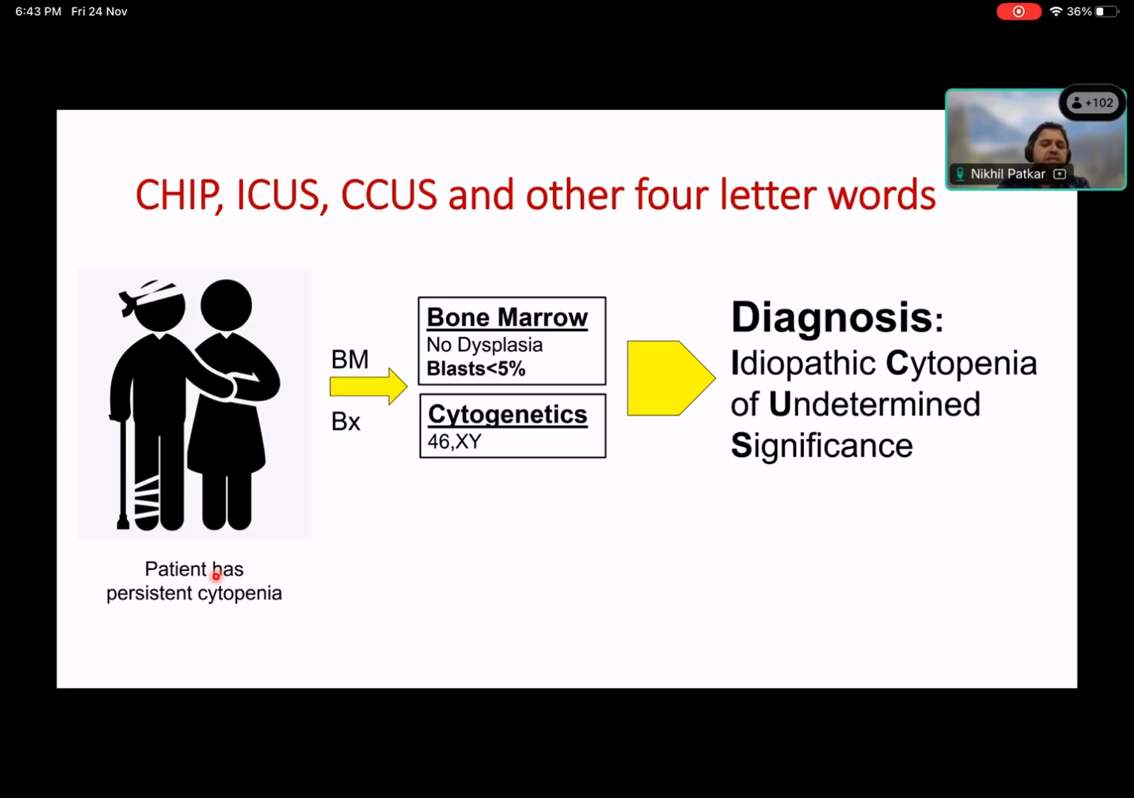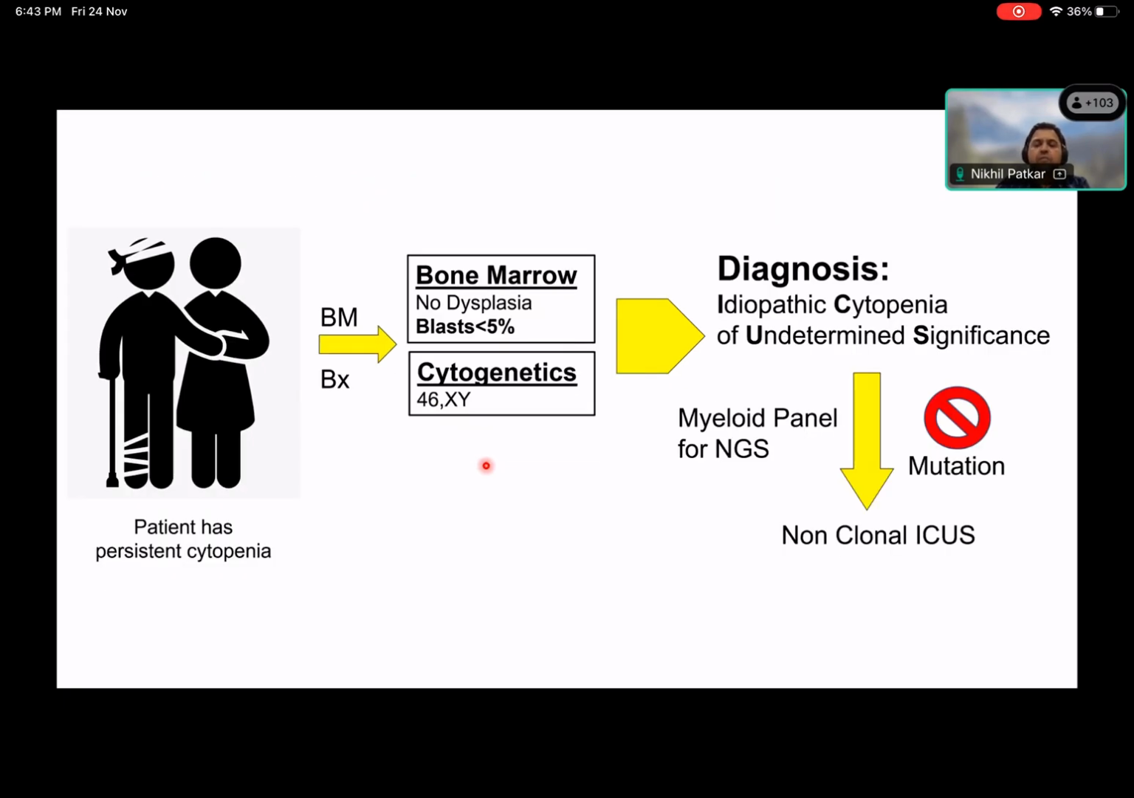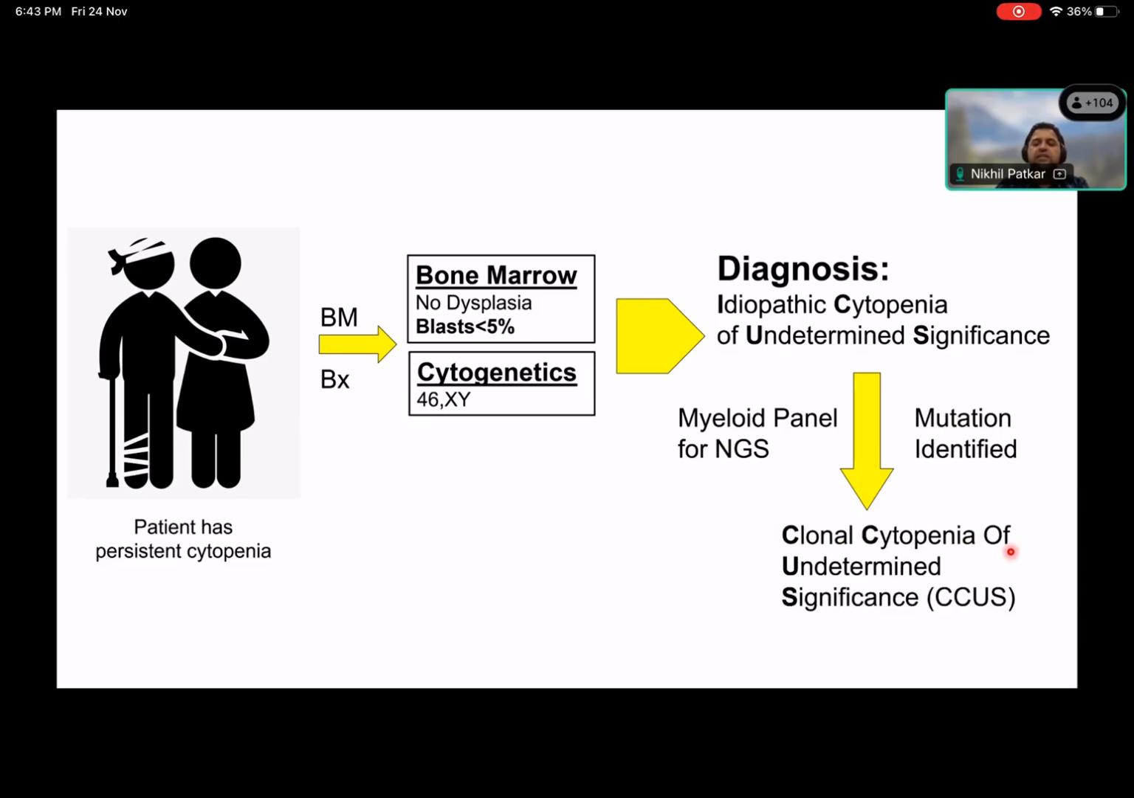Let us say a patient has persistent cytopenia. You do a bone marrow examination and cytogenetics, and all are normal. This patient then gets diagnosed as idiopathic cytopenia of undetermined significance. At that point, when you perform an NGS for a myeloid mutation panel and you don't find a mutation, the patient then gets diagnosed as non-clonal ICUS. If a mutation is identified, this is a condition called clonal cytopenia of undetermined significance.